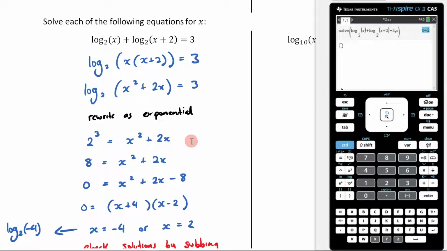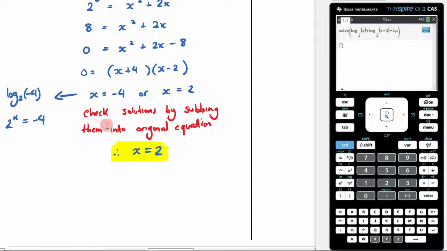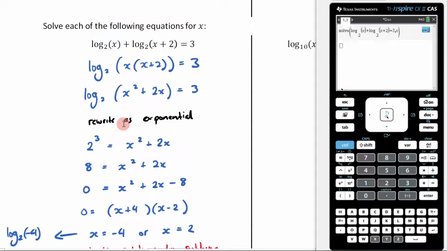So you can see how it is that we're going about this. The most important thing I wanted to draw your attention to is checking your answers by subbing them in, not just assuming that they're all going to work. You need to check them all.